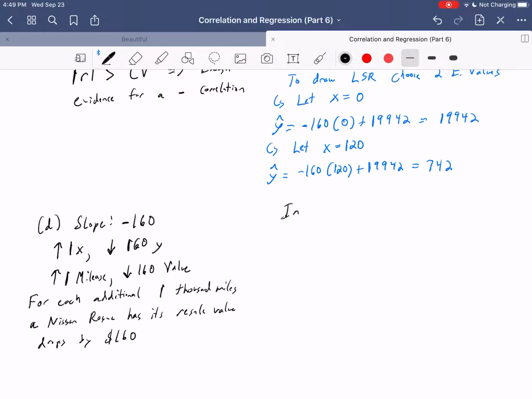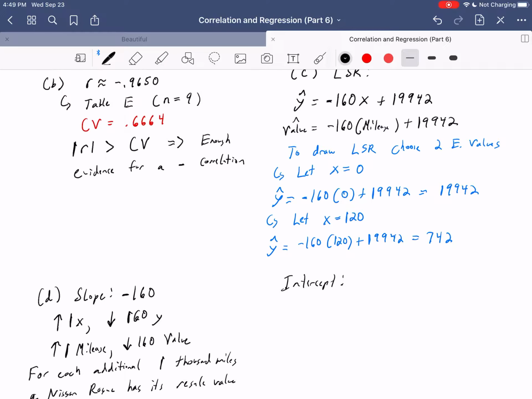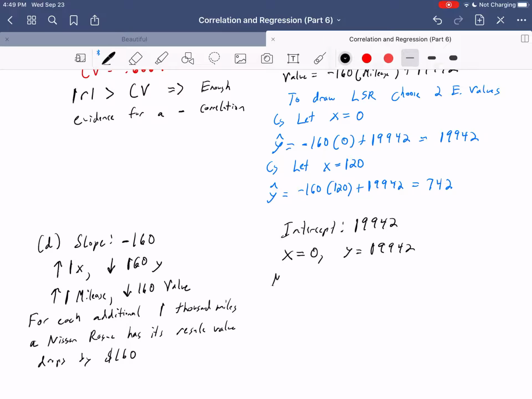Since we're asked to interpret it, it must make sense here. So what was the intercept? It was the other value. That was that 19,942. So remember, the intercept is when x is equal to 0, y is equal to this intercept value. So x being 0 means that the mileage equals 0, and the value would be 19,942.